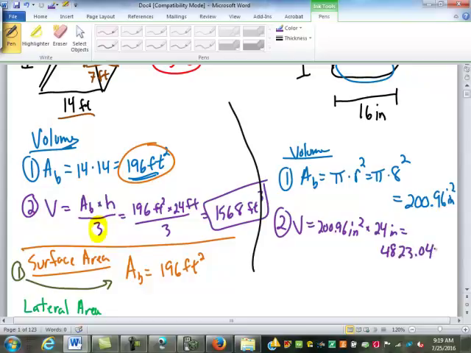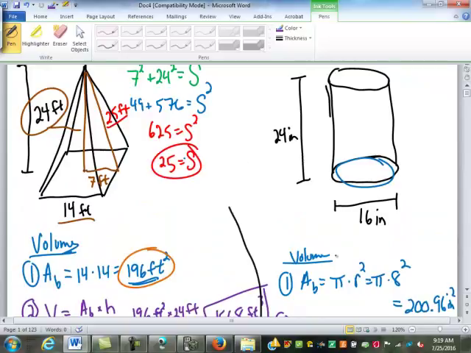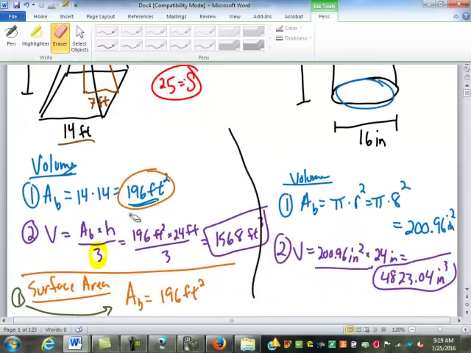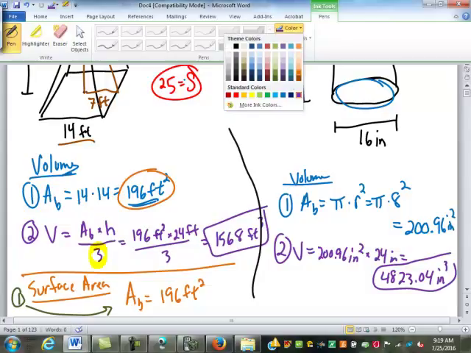4823.04 inches cubed. Why didn't we divide by 3 or anything there? Because it's not a pyramid or a cone. It is just the area of the base times the height, period. We're not dividing by anything on those. The reason we divided over here was because this was a pyramid. It comes to a point. So it's divided by 3. So that is our volume.